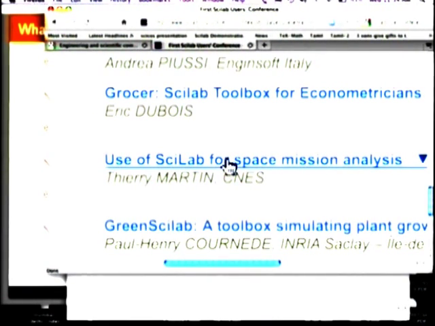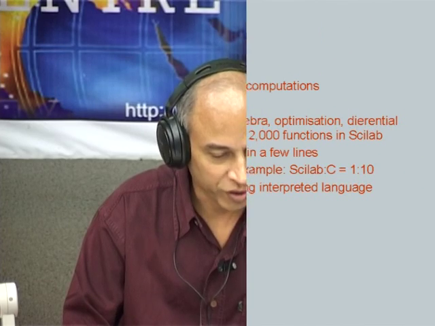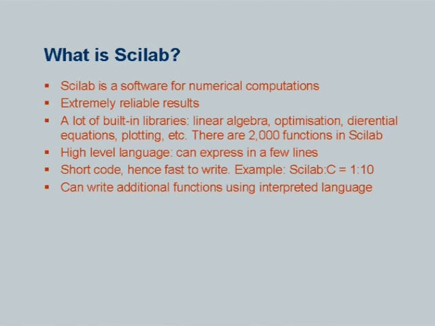The point that I want to make is this person, Dr. Martin, made a summary of in what all ways Scilab is used in the space mission, CNES, equivalent of our ISRO. His conclusion is that Scilab is used for almost every activity. Obviously, a very successful space agency that France has cannot depend on some software package that is not reliable. I would like to point out that Scilab uses extremely reliable mathematical routines.